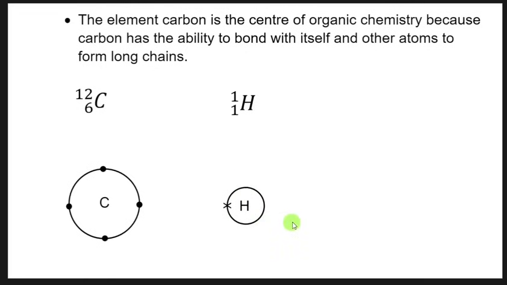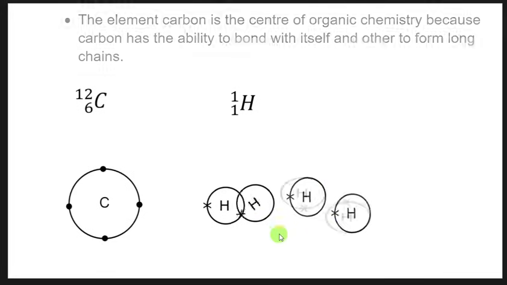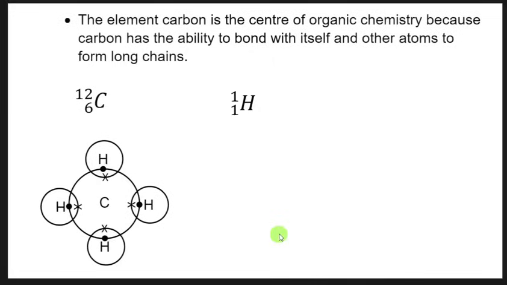So let's say we have now four more hydrogen atoms here. So let's see how they can bond, because they would share in order to form a stable configuration. So what we are saying here is that these now can bond. How do they bond? By sharing. So they would share electrons like that.